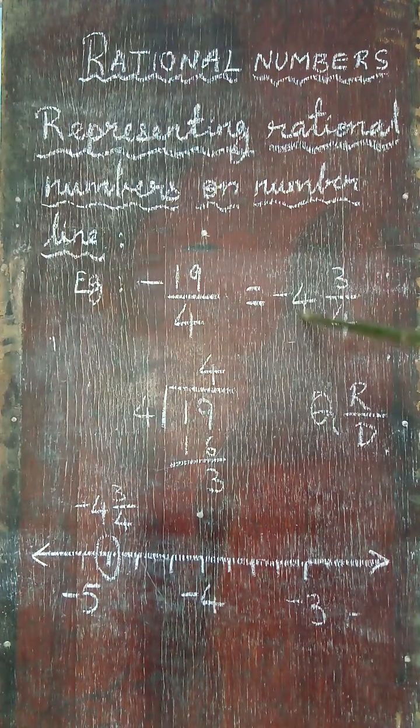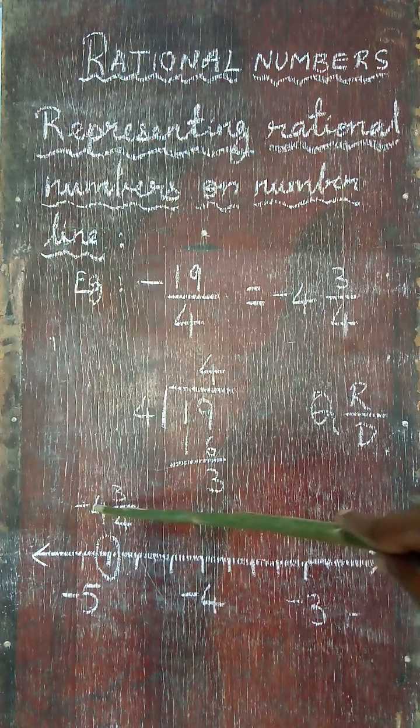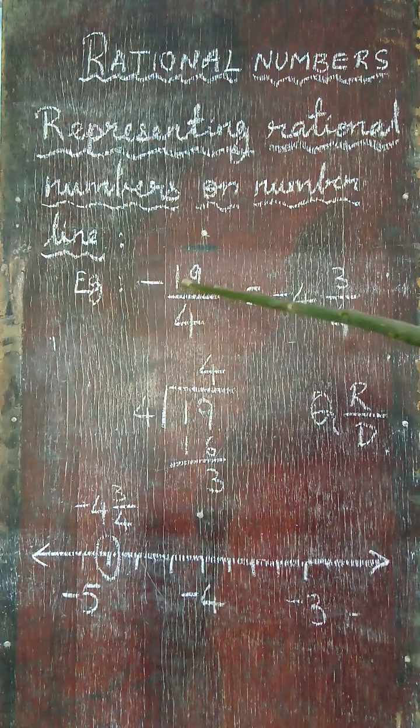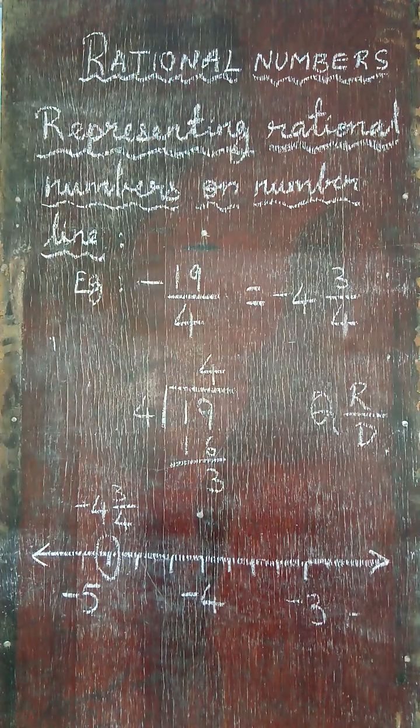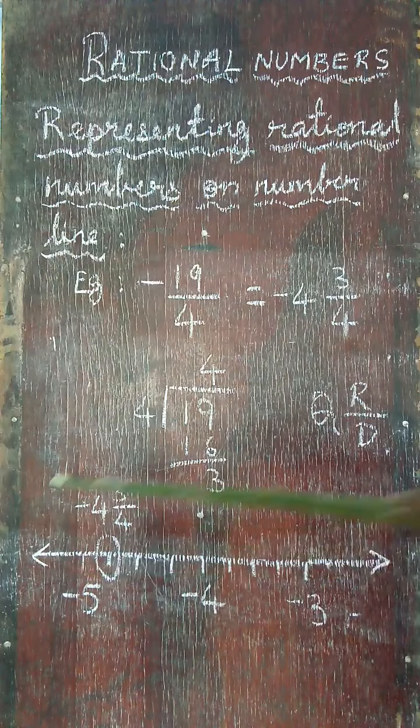This is your mixed fraction, a whole number plus a fraction. So we mark minus 4 plus 3 by 4: 1 by 4, 2 by 4, 3 by 4. This particular portion is minus 4, 3 by 4, and this place we can write as minus 19 by 4. This is how we represent rational numbers on the number line. For positive numbers we can do the same. An important thing: if the denominator is 4, you have to make 4 parts, 1, 2, 3, 4.